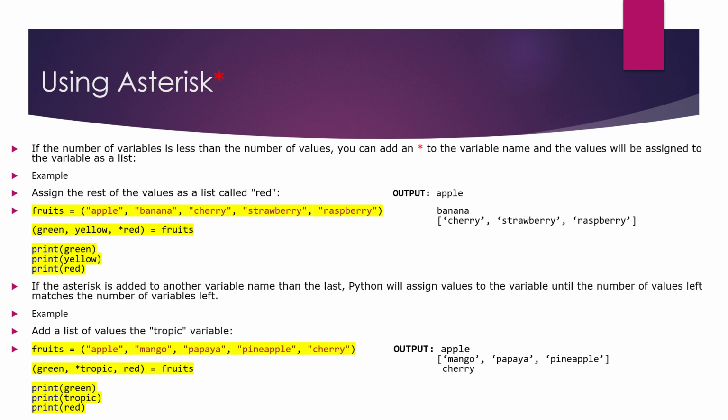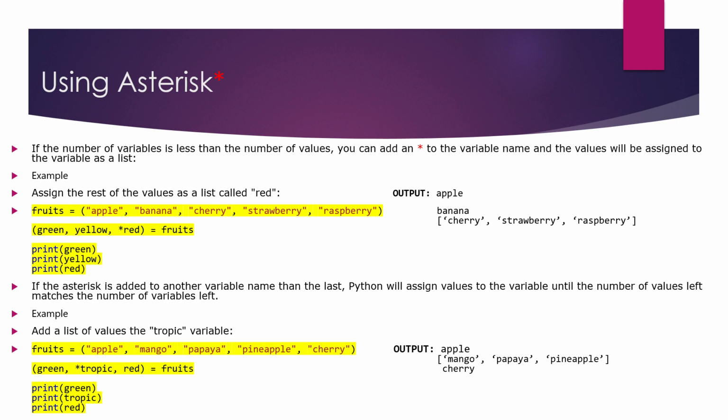So when we give green, the value will go to the apple, yellow banana, then we have cherry, strawberry, raspberry, which is more than the variables, because red is one variable and this is three items. So when we add asterisk to red, all these three items will go to red. So when we print green, green goes to apple and yellow goes to banana, red the remaining three: cherry, strawberry, raspberry.